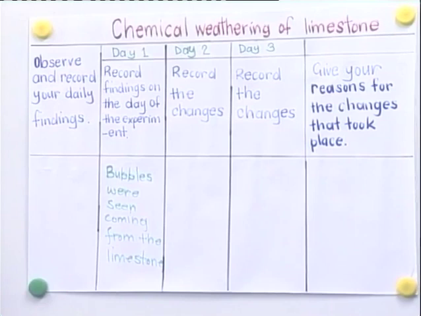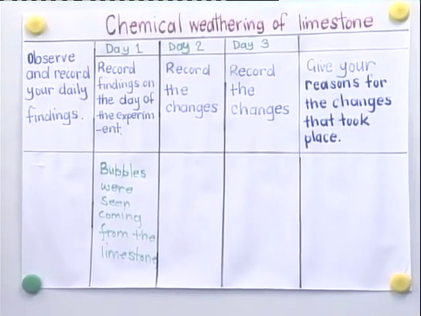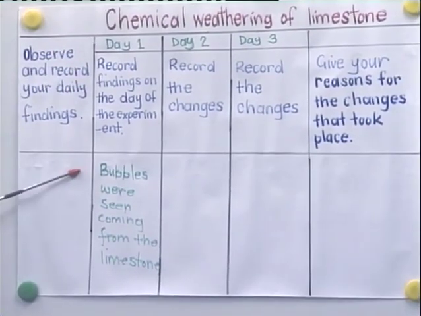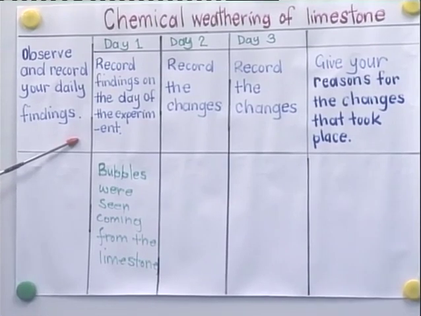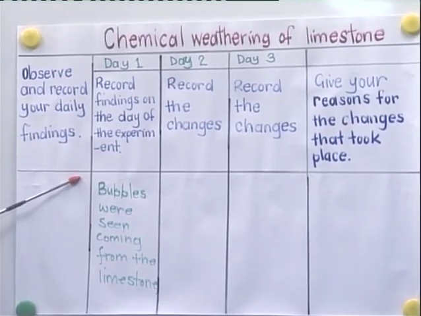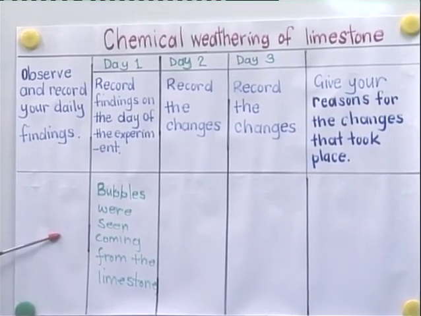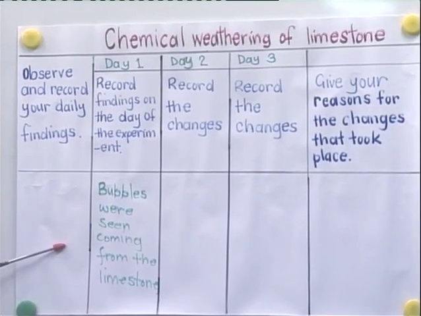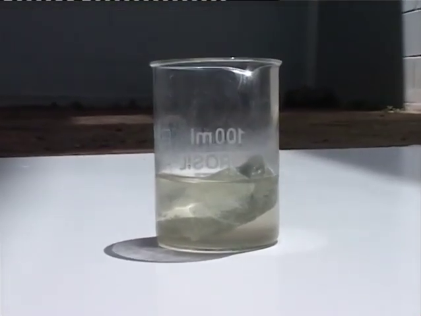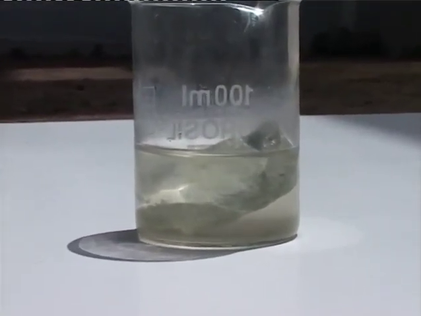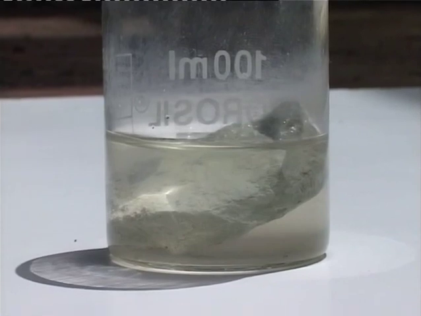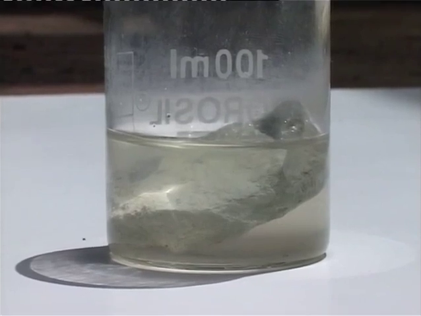Now we have the table, and day 1 is the findings actually on the day of the experiment. And what we found out was there were some bubbles seen coming from the limestone. Now, you were also to observe day 2 and also day 3. So let's see what you have for us today. I'll have from someone in the class your findings on the second day or day 2.